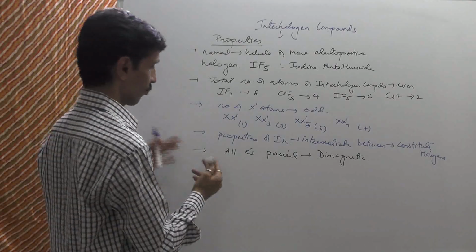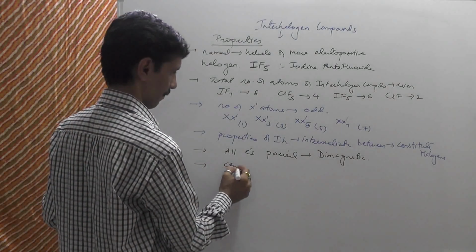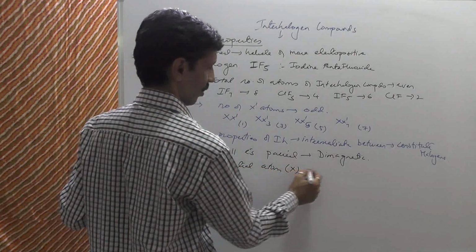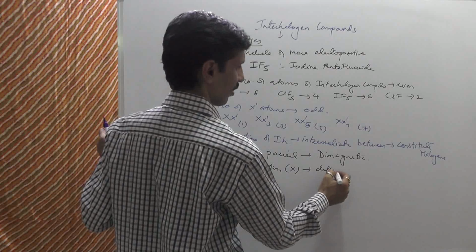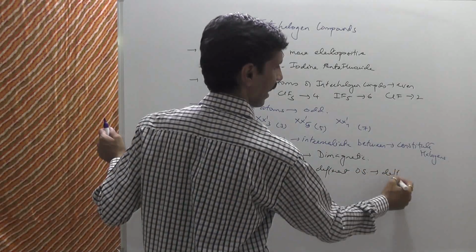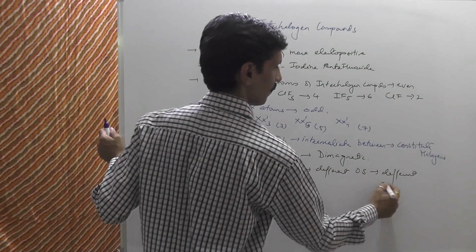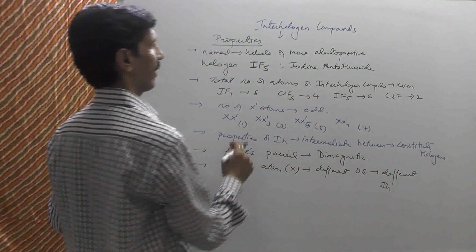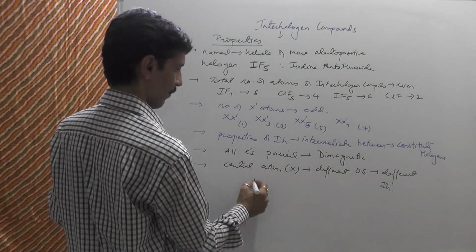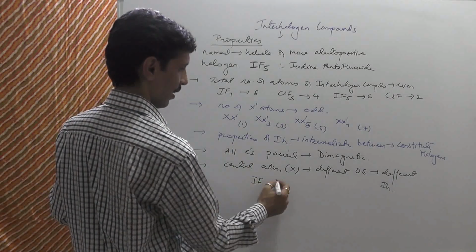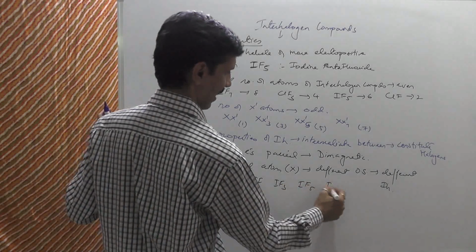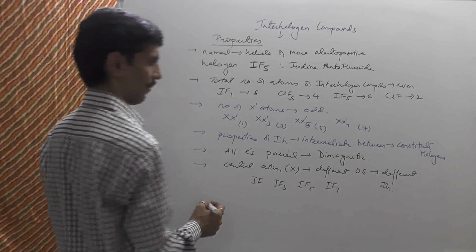नेक्स्ट वन इज कि जो सेंट्रल एटम है, दैट इज X will show different oxidation state in different interhalogens. ओके अभी देखिए जैसे मैं आपको एग्जांपल दे देता हूं, मैंने आपको एग्जांपल दिया था फॉर एग्जांपल IF3, IF5, IF7, सपोज ऐसा मैंने एग्जांपल दिया.